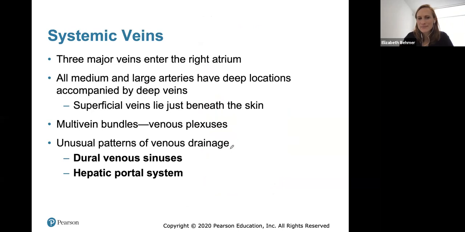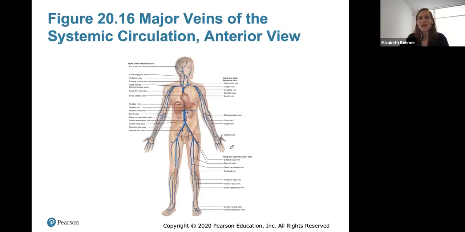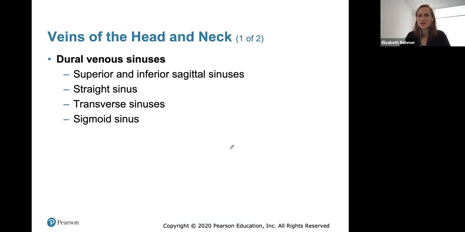Systemic veins, again, not many questions on this at all. Superior and inferior vena cava will return blood back to the right atrium. Superior vena cava returns blood from the body regions superior to the diaphragm, and the inferior vena cava returns blood from the body regions inferior to the diaphragm. They join at the right atrium. The nice thing about your veins is a lot of them follow a similar nomenclature and branching pattern as your arteries.